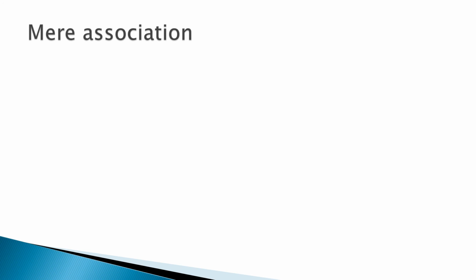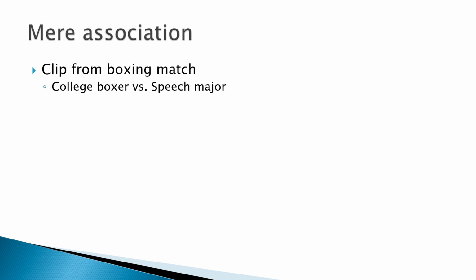In addition to priming, you can think of mere association as being a form of priming. So for example, people were shown a clip from a boxing match in a study and then were asked to engage in a game where they could behave aggressively towards a potential student. And that student they were behaving aggressively toward was either listed as a college boxer or a speech major. And the people who interacted with the college boxer were more aggressive toward that boxer than the speech major.